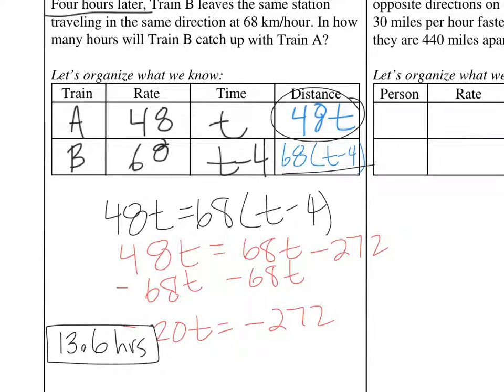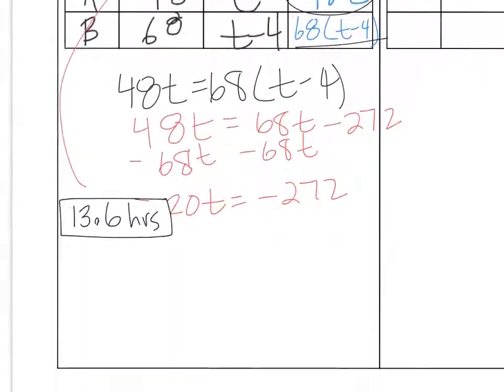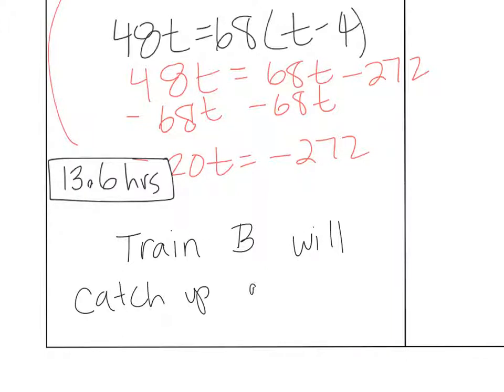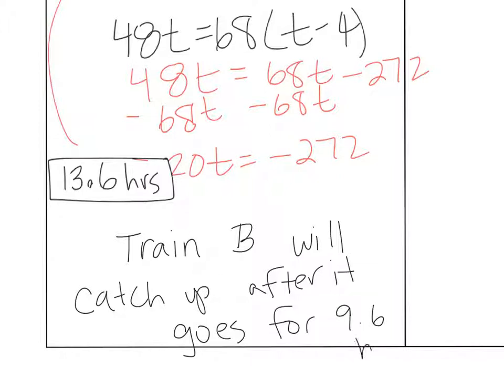So you could either interpret it as 13.6 hours after A started, or, see, t is 13.6 hours, but B is actually traveling 4 less than that. So I'm going to write out what my specific answer is going to be. So I'm going to write train B will catch up after it goes for 9.6 hours. So I want to specify because train A is going to travel 13.6 hours and train B is going to travel for 9.6 hours.